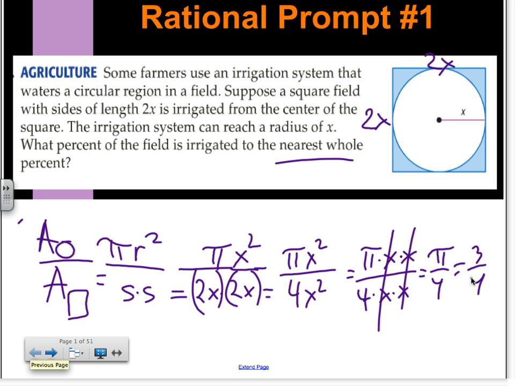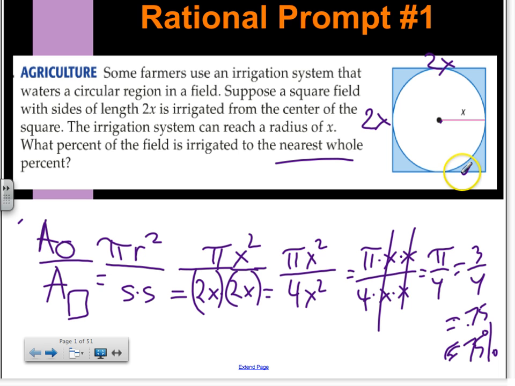And 3/4 is considered to be what? 75%. Okay, 0.75, or if we convert it, it's 75%. That means this irrigation system right here covers 75% of the field, which left what? What's not covered? How many percent? If 75% is covered, what's not covered?